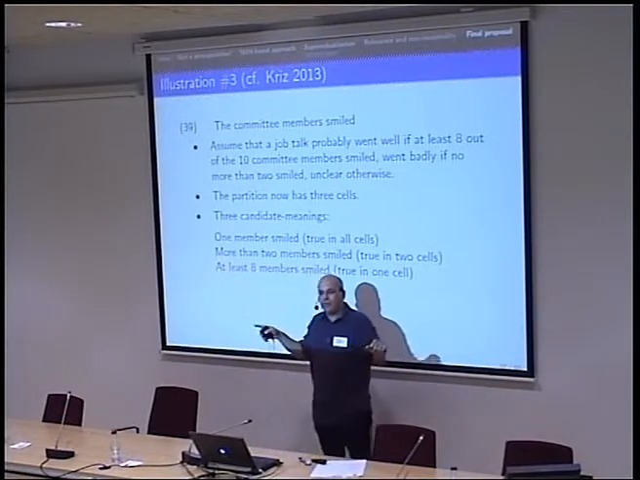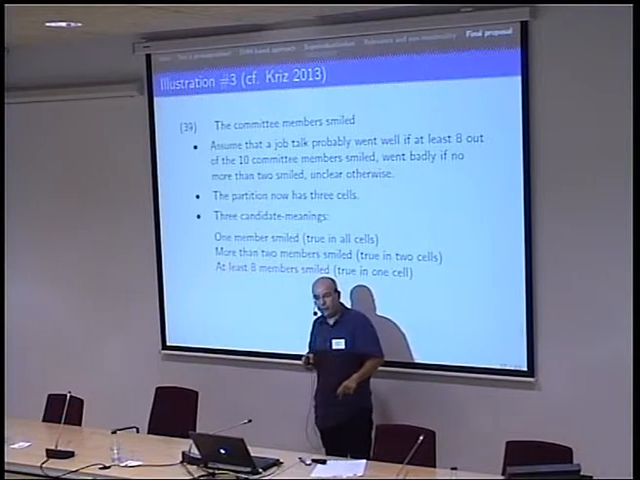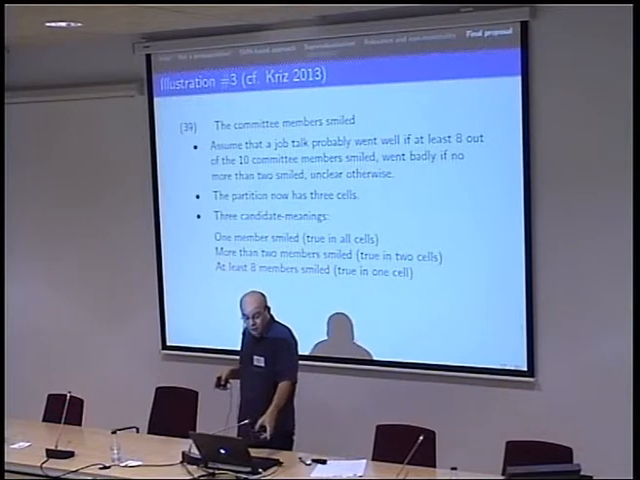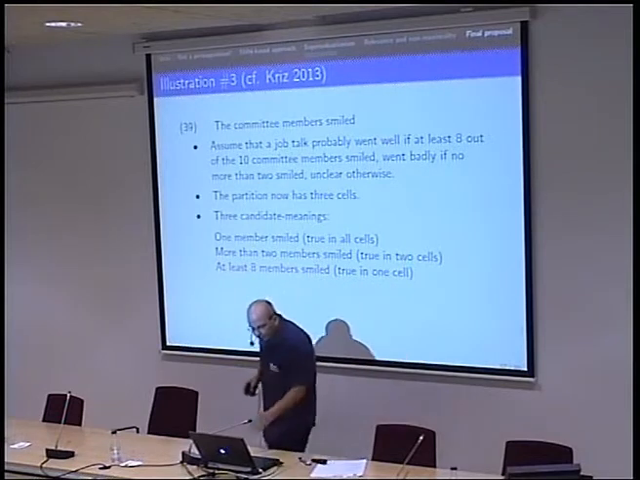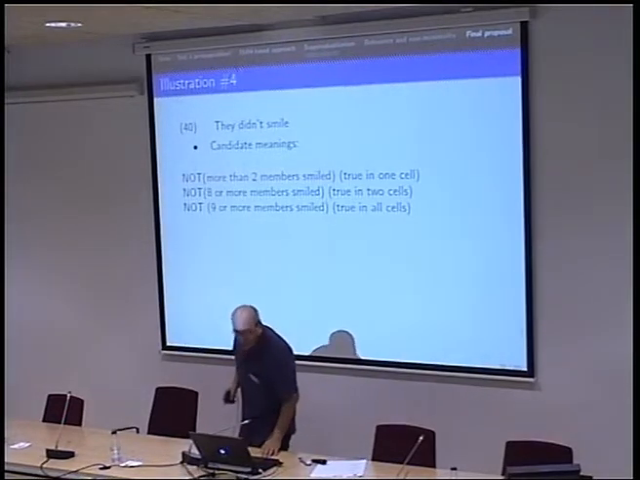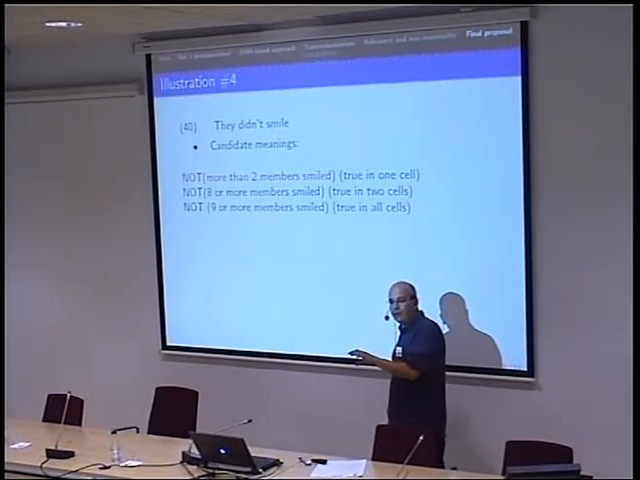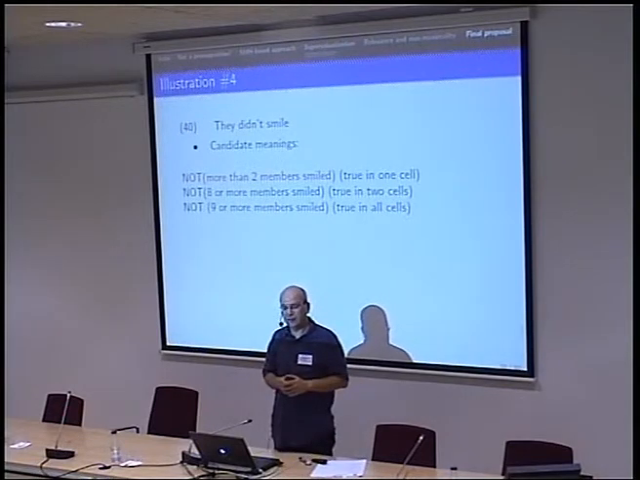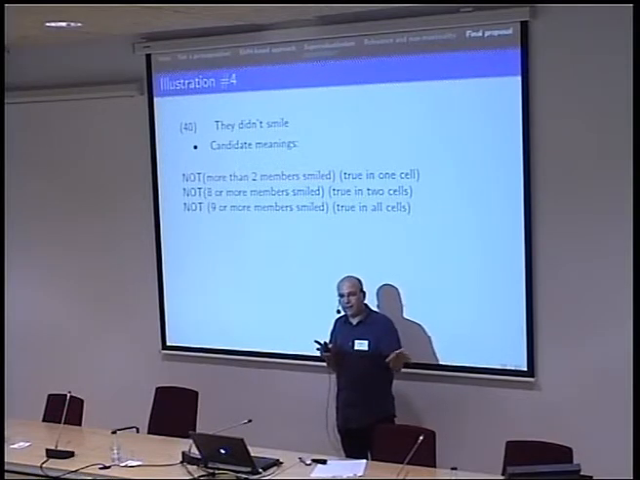And all the other potential meanings are equivalent, from the point of view of the partition, to one of these 3. And so you take now the conjunction. In that case, you have an entailment relationship between those, so you pick the strongest one, and that's "at least 8 members smiled," and that's what you want, right? Now, suppose they didn't smile. Now the candidate meanings are: "no more than 2 members smiled," which is true in 1 cell. That's the cell where things went badly. Then "not 8 or more members smiled." That's true in 2 cells: the cell where it went badly and the cell where you don't know.